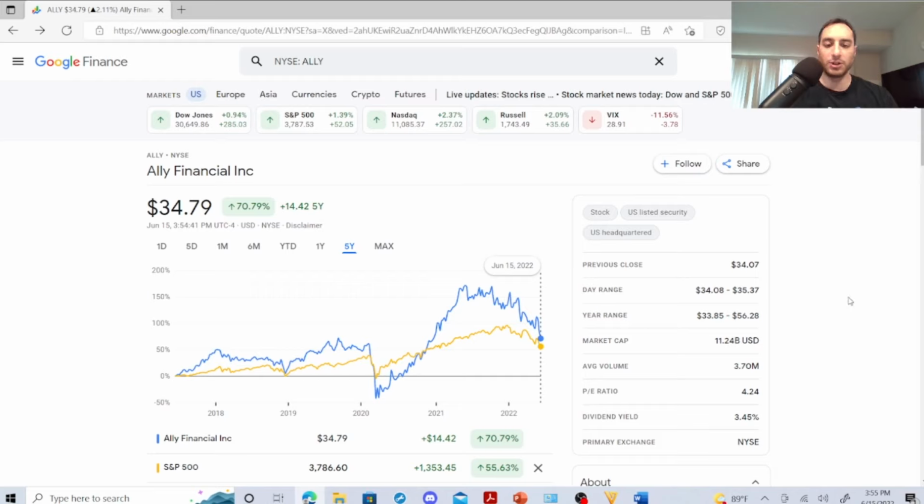That is a huge dip right there. I mean, look at this. It's beating the S&P, and now it just took a major dip. So already it looks like a really good traditional and or Roth IRA stock as well, because it's beating the S&P. Now let's check out a little bit more things about these guys.